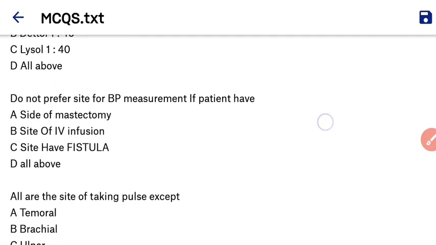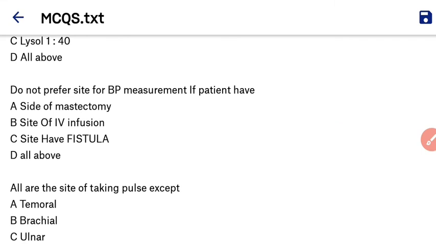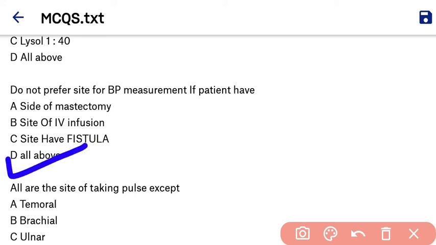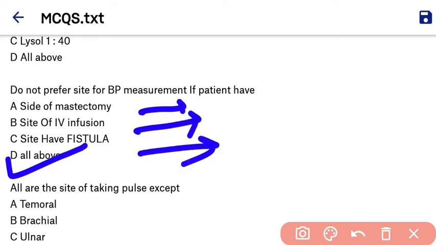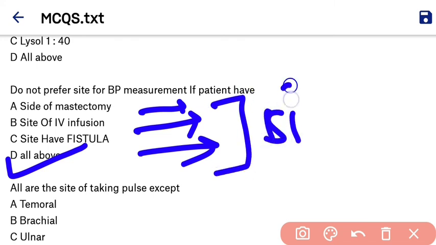Next, which site is not preferred for BP measurement if a patient has. So here our right answer is all of the above. If the patient has a mastectomy on that side, an IV infusion on that side, or a fistula on that side, then we should not prefer that side for a BP measurement.